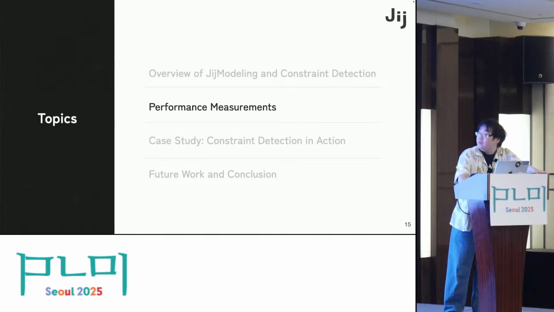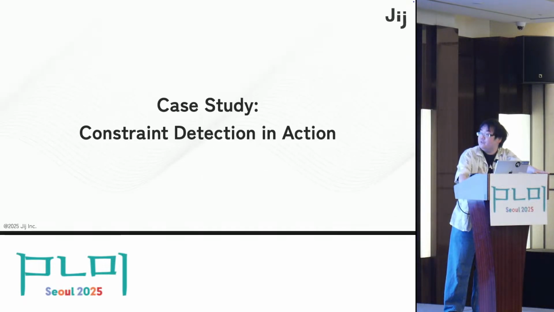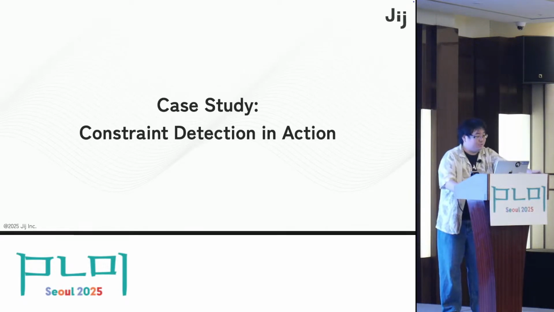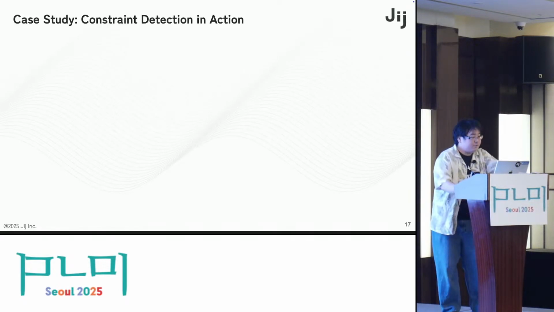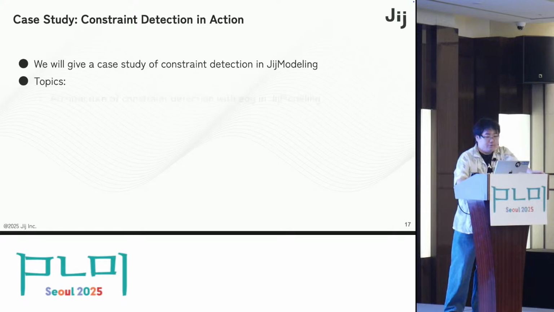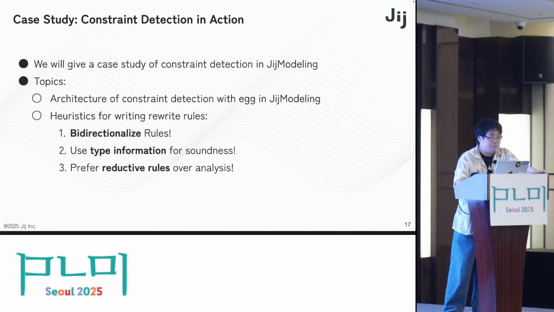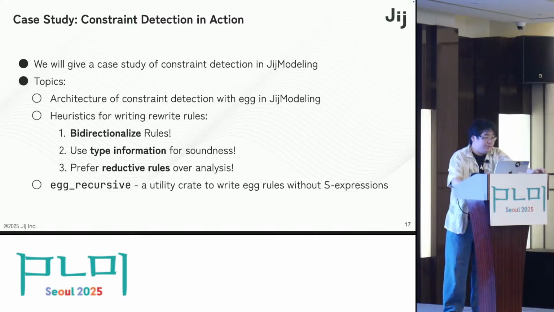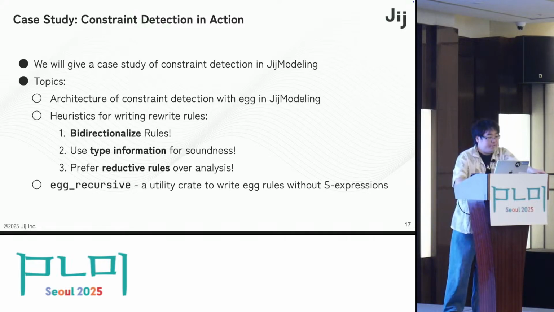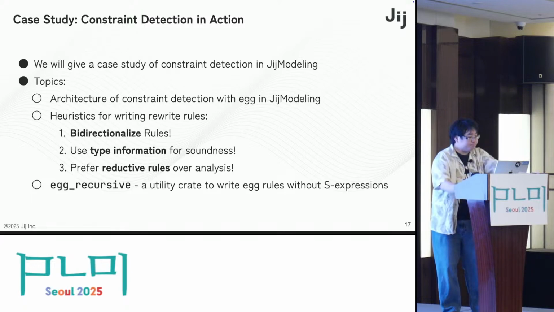So let's go to the case study part of constraint detection, implementing constraint detection in terms of e-graphs. Okay, so we will talk about the architecture of our constraint detection with egg in JijModeling, and heuristics for writing rewrites learned through the course of implementation. So here are some rules. And finally, we introduce some utility Rust library built on top of the egg library.